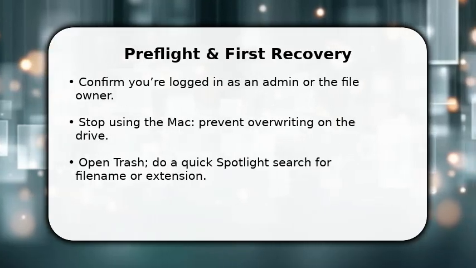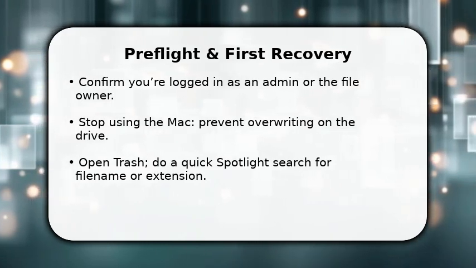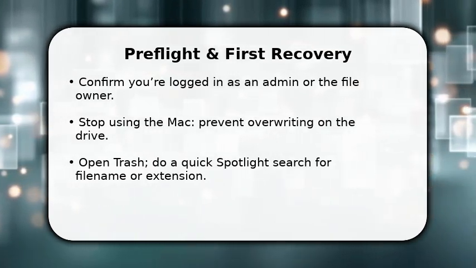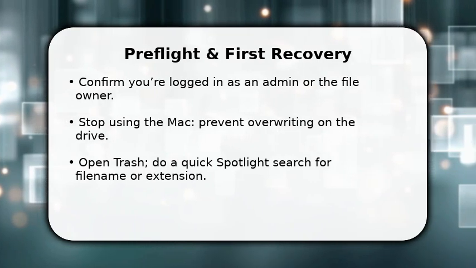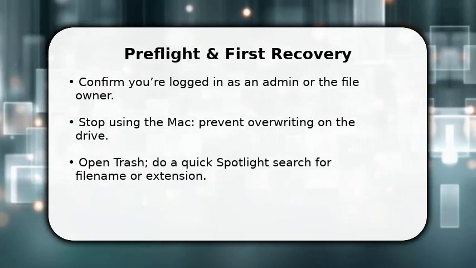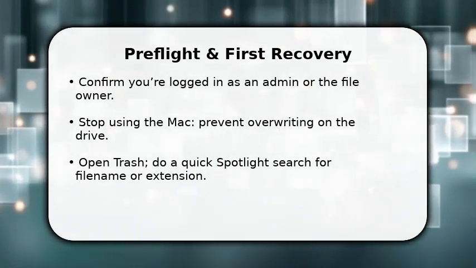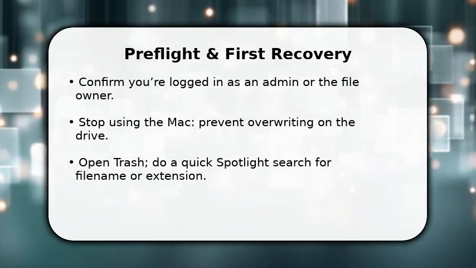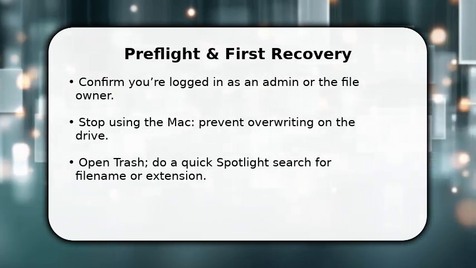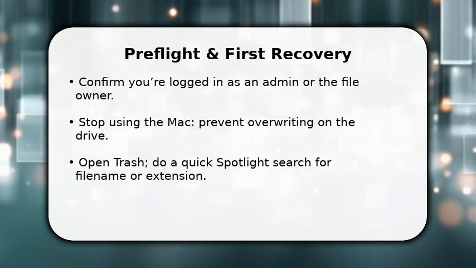You start by confirming admin access and then stop saving files immediately. This reduces overwrite risk. Open trash and scan visually, then use Spotlight to search exact file names or extensions. Once done, right-click any found item and choose Put Back to restore original location.